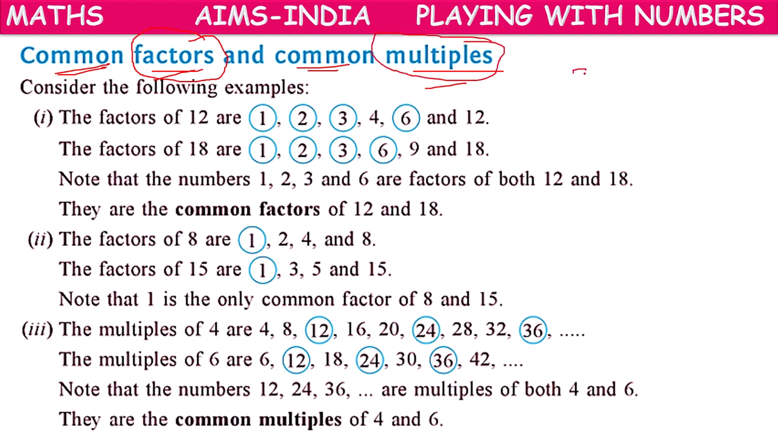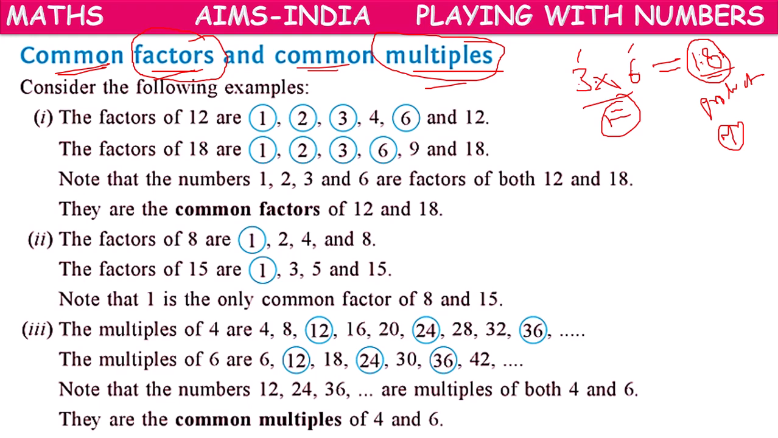Suppose we have 3 into 6 equal to 18. Here 3 and 6 are called factors and 18 is the product. This product can also be called a multiple. It's a multiple of 3 and it's a multiple of 6. Here 3 is a factor of 18, and 6 is a factor of 18.